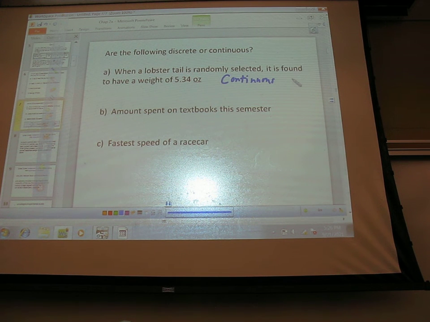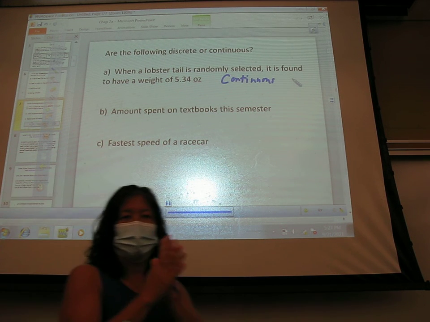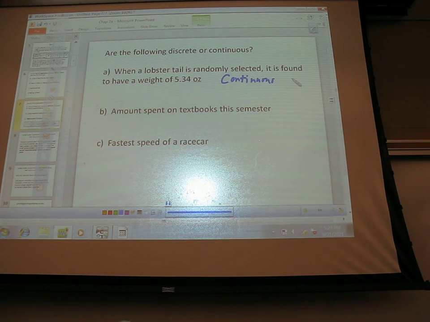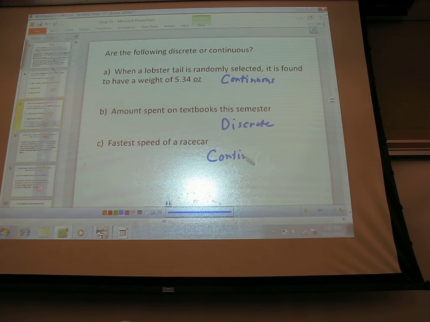Okay, good deal. Amount spent on textbooks this semester. Is money something that you count or something that you measure? Count. So then is it going to be continuous or discrete? Discrete. Fastest speed of a race car. Is speed something that you count or measure? Measure. So is it going to be continuous or discrete? Continuous. Good.